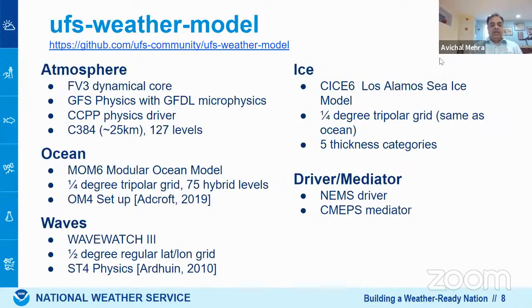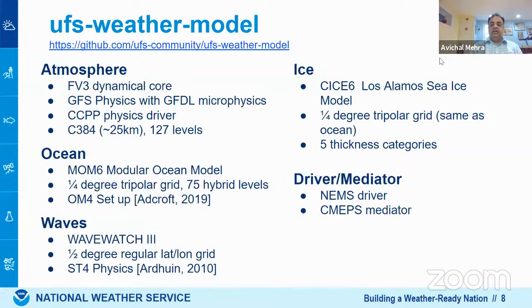For atmosphere, as I mentioned, we have the FV3 dycore. We're using GFS physics with GFDL microphysics, and the CCPP physics driver. We're using C384, which is roughly 25 kilometers with 127 levels. Ocean is MOM6, quarter degree tripolar grid, 75 hybrid levels. It is the OM4 setup as described by Adcroft et al. back in 2019. Waves, WaveWatch 3, half degree regular lat-lon grid with ST4 physics, as described by Ardhuin et al. 2010.